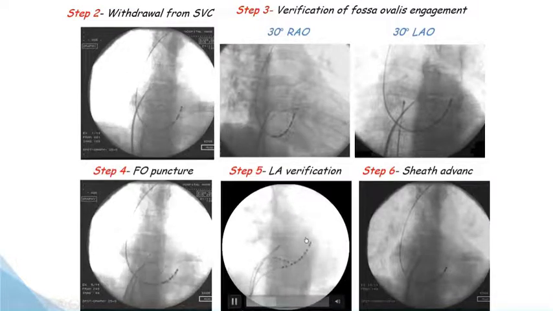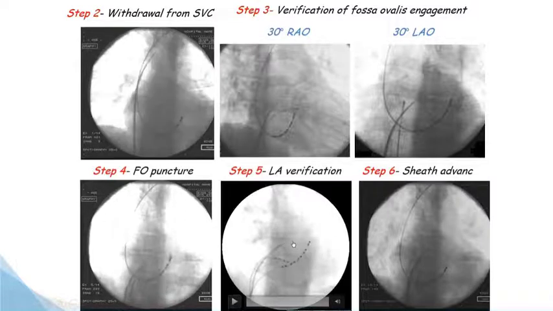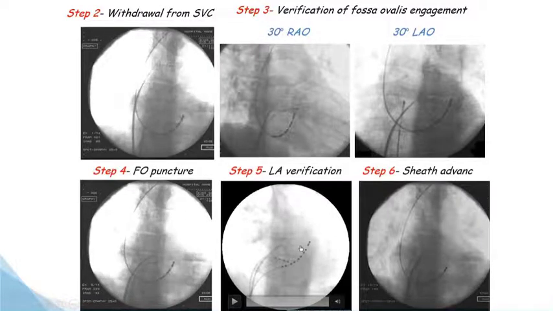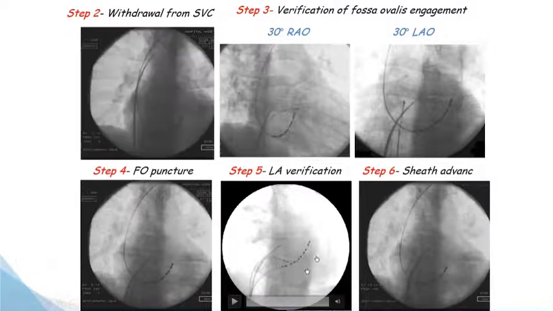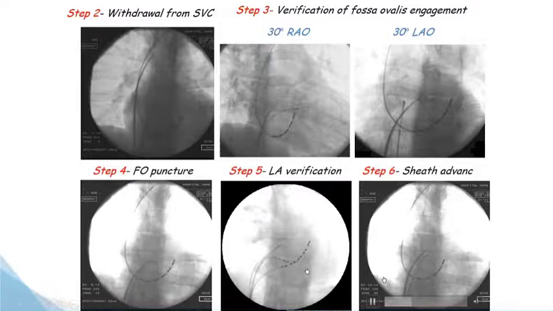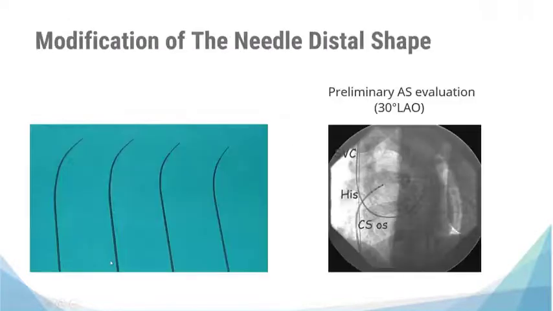Probably the resolution of the slide won't allow you to see, but here there is a small cloud which quickly dissolves and goes down to the ventricle, which means that the distal part of the assembly is in the right place in the left atrium. And then we finalize the procedure by advancing the transseptal sheath into the left atrium over the dilator. Then there are procedural issues that we will see very quickly in the next slide.